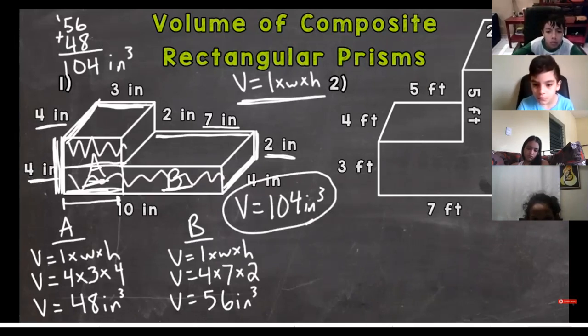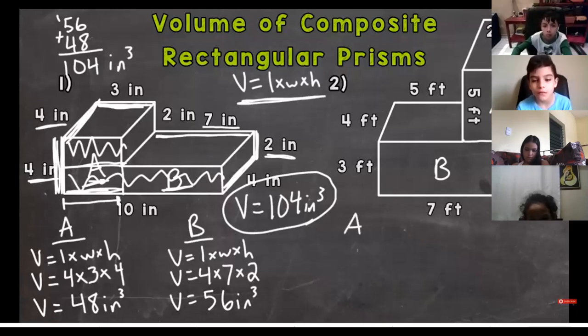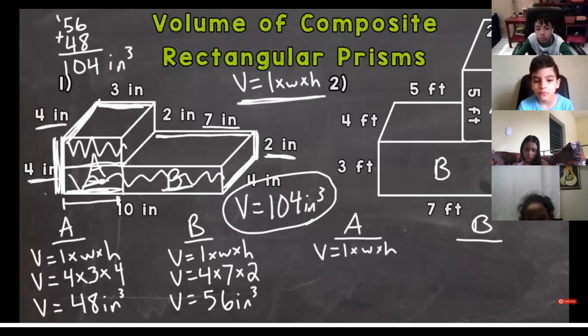So for number 2, I'm actually going to cut it so there is a top and a bottom rectangular prism. I'm going to name the top A and the bottom B. Giving them a name helps stay organized throughout the problem. So we're going to set it up the same way as we did number 1. So let's put our formulas, and then it's just going to be a matter of picking out the correct dimensions.